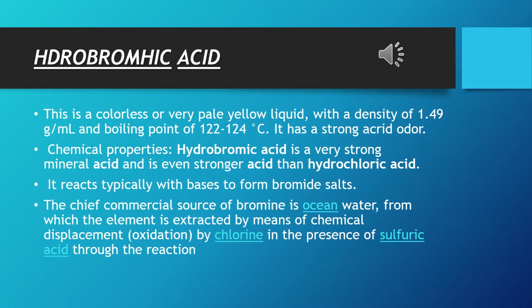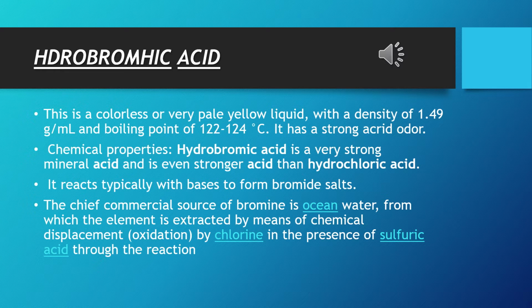Now let's see about hydrobromic acid. This is a colorless or very pale yellow liquid with a density of 1.49 g/ml and a boiling point of 122 to 124 Celsius, and it has a strong acid odor. Chemical properties: hydrobromic acid is a very strong mineral acid, even stronger than hydrochloric acid. It reacts typically with bases to form bromide salts.